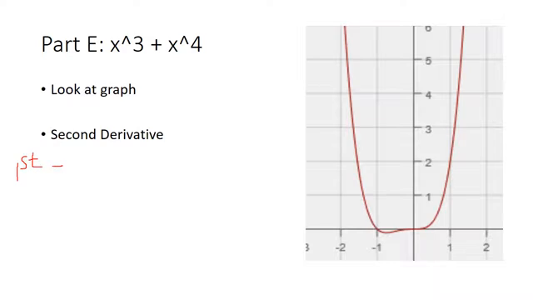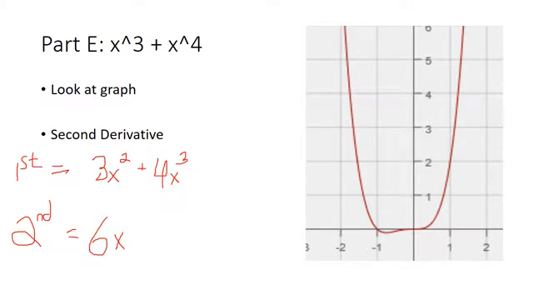We start with our first derivative, as always. So we're going to get 3x squared plus 4x cubed. Same process on the second derivative. We end up getting 2 times 3 is 6x plus 3 times 4 is 12x squared. And we see that there's an x squared here.